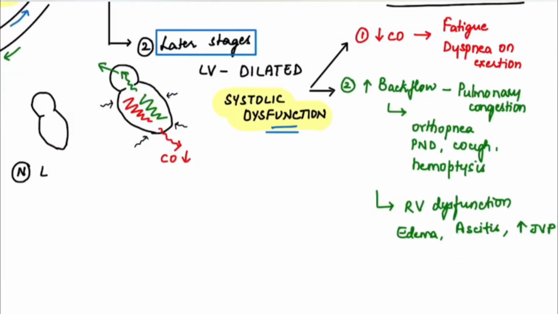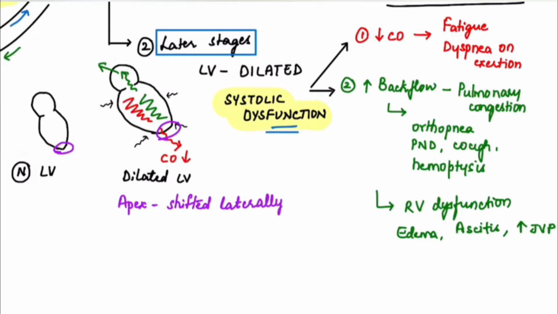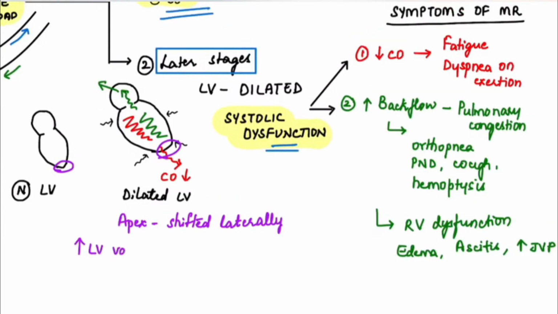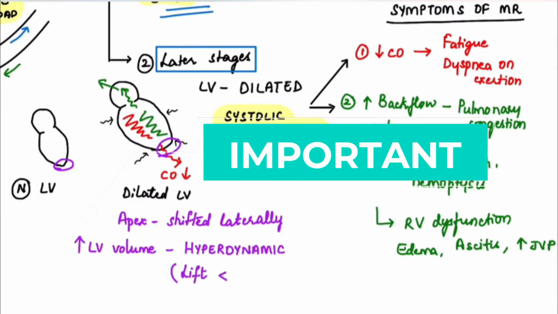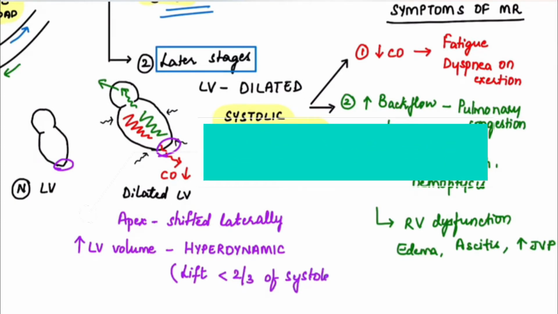Let's compare a normal left ventricle. Suppose this is a dilated left ventricle. So, what happens in mitral regurgitation? Because of the dilated left ventricle, the apex is shifted laterally. And also because of increased volume in the left ventricle, the apex is hyperdynamic on palpation. That means there is a lift in the apex which is sustained for less than 2/3 of the systole.